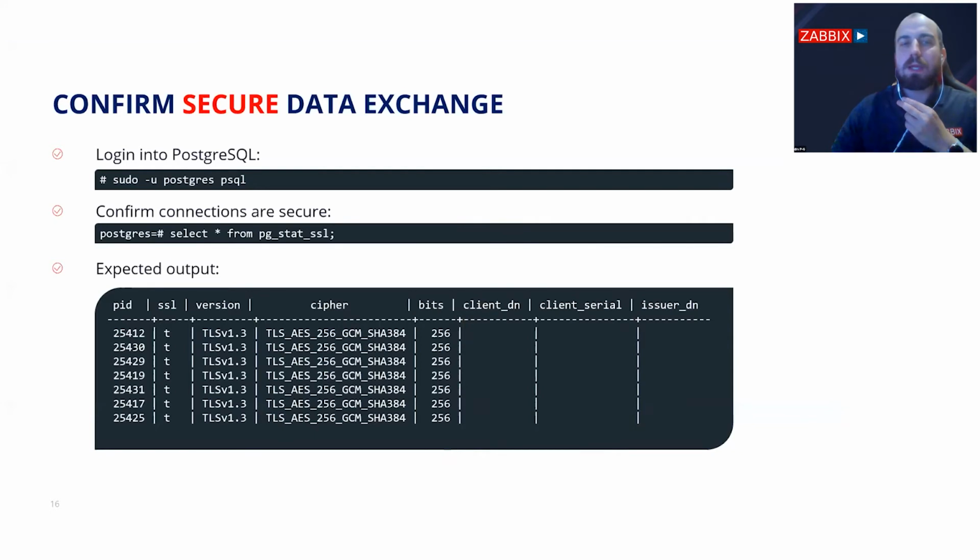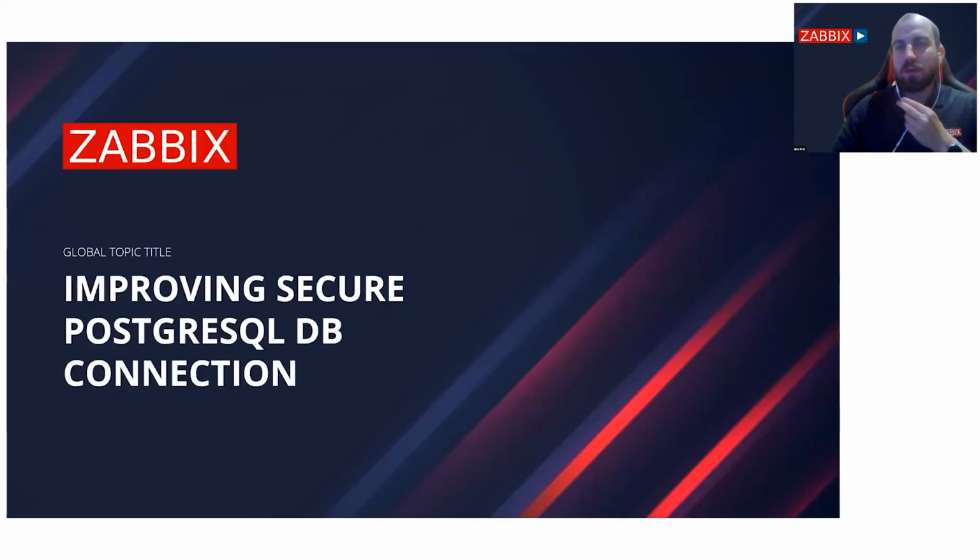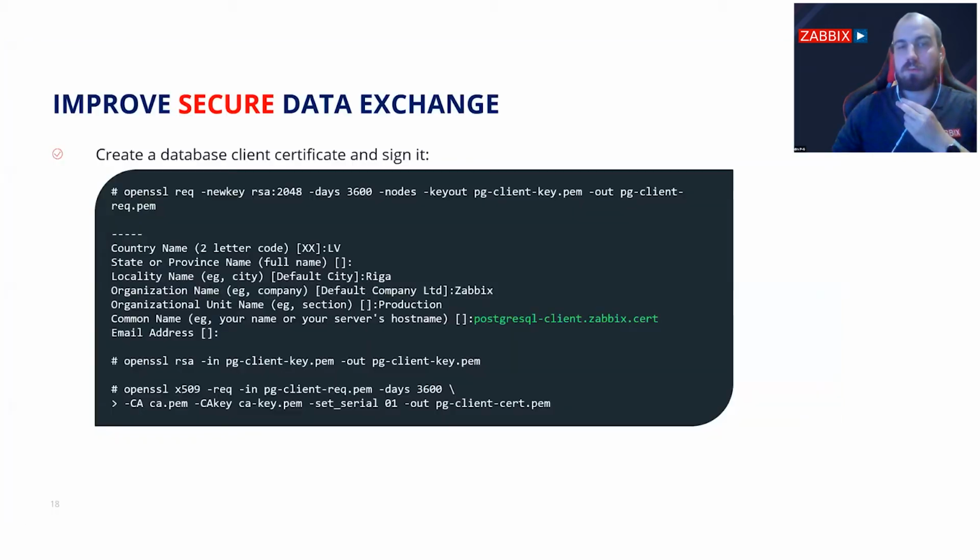So how can we actually improve the secure connections in this case? And again, we can, and it's also relatively simple. This time around, we will need to create a database client certificate and sign it. So the client in this case is Zabbix. The client is the one who is making the connection. So basically, we are generating right here the certificate for Zabbix itself. And again, we specified that this will be the postgresql-client.zabbix.cert. As simple as that.